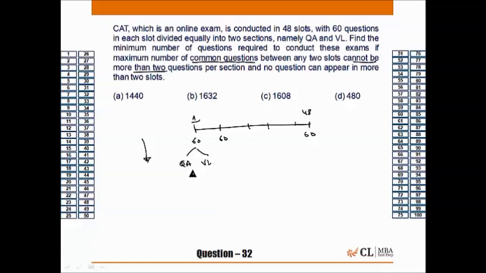So one question cannot be used more than twice. The total number of questions that you have is 48 times 60. One question cannot be used more than twice, so that will be 24 times 60, that is 1440. Yeah. Okay, great. This one is okay.